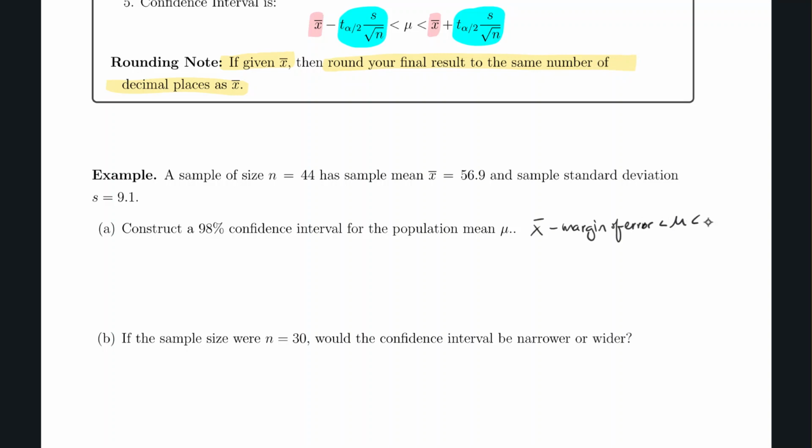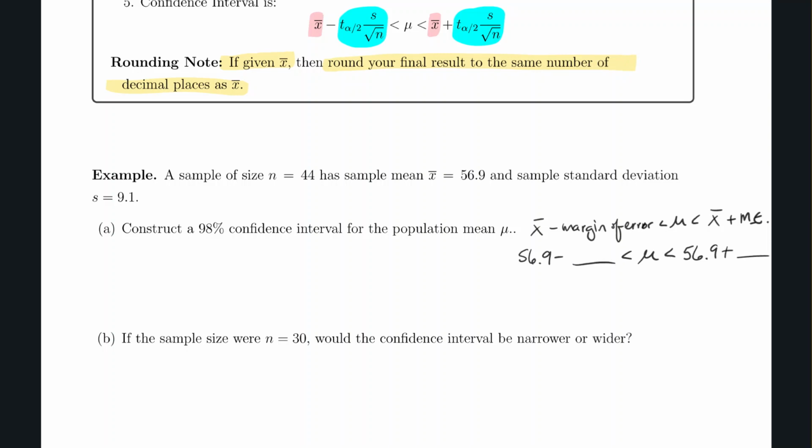It's between our mu and x bar plus margin of error. I'm going to abbreviate it there. So in order to answer this question, I know the x bar is 56.9. I need to know what my margin of error is that I both add and subtract from 56.9.